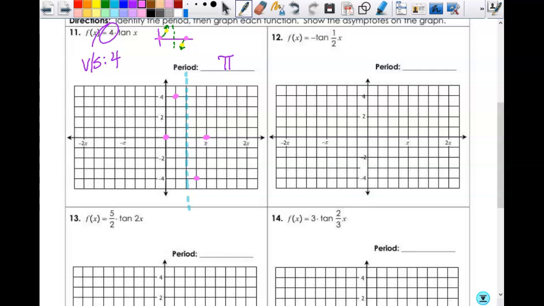So now that we have this, is this enough for you to be able to duplicate it? Yes, I got zeros at every pi, so that's what I would start with. Then I would go through and put in all my asymptotes. You can do it in whatever order makes sense to you. Just make sure you're paying attention to the actual pattern and the spaces between things.